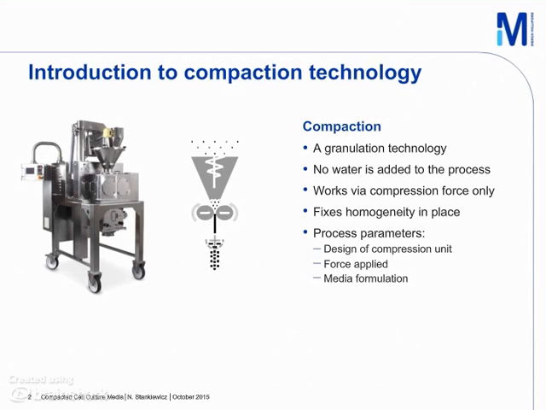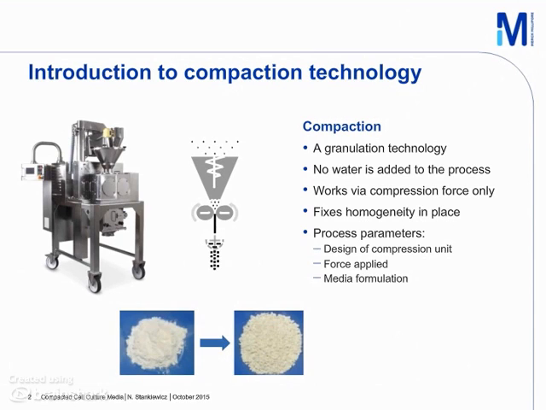Compaction technology makes it possible to fix the homogeneity of fine cell culture media powder in the form of larger particles. The powder enters the process from the top and emerges at the bottom as larger particles after compression and breaking. You can see the starting powder and resulting compacted media in the photographs.